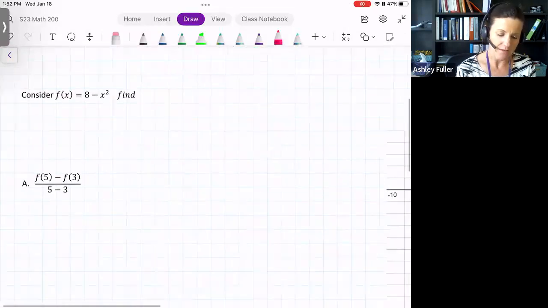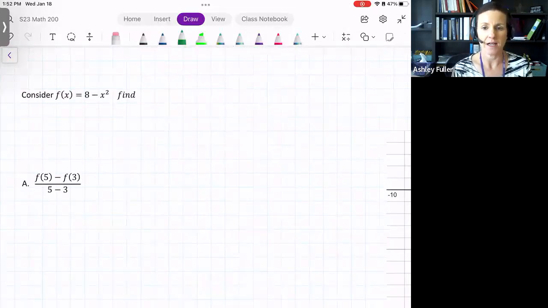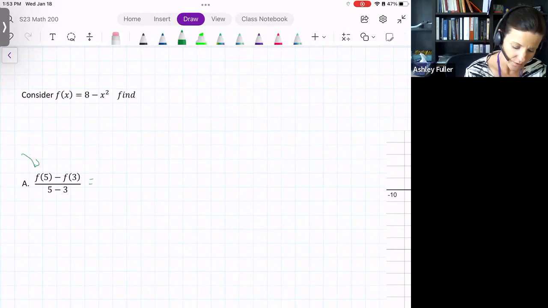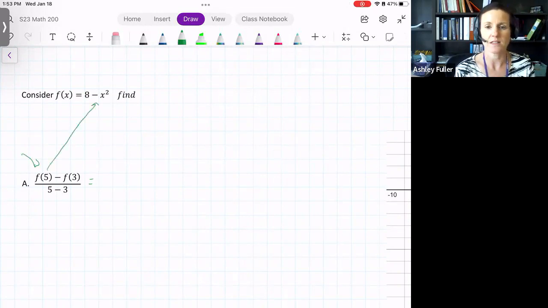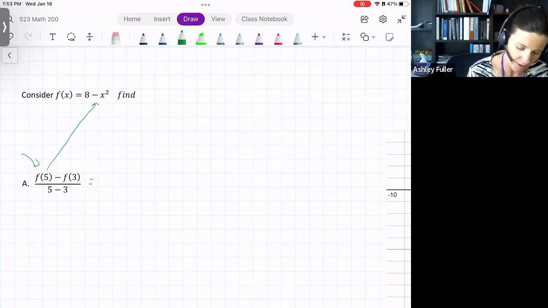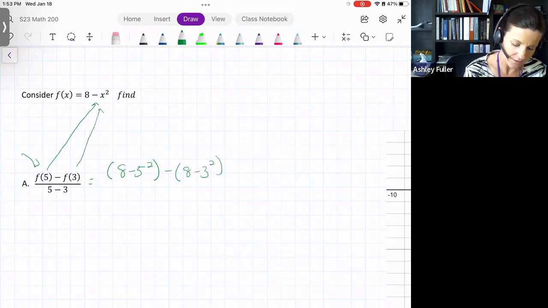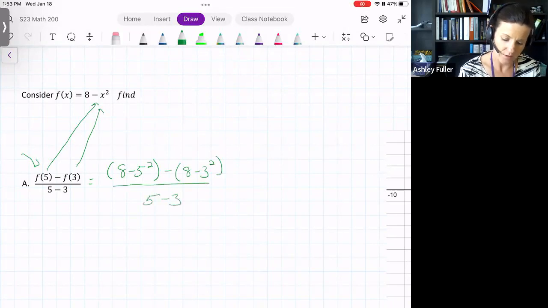So for example, if our function has a specific value of 8 minus x squared, we want to find the difference quotient. To do that, we're going to find f of 5, which just means we're going to take that function and plug in 5 everywhere we see an x. f of 5 will be 8 minus 5 squared, minus 8 minus 3 squared for f of 3, divided by 5 minus 3.